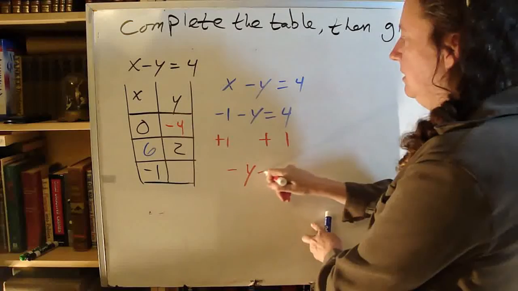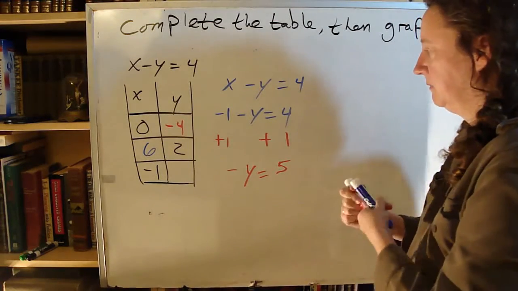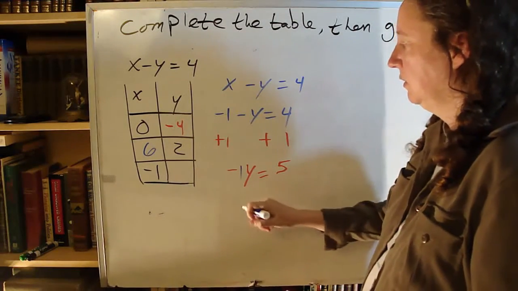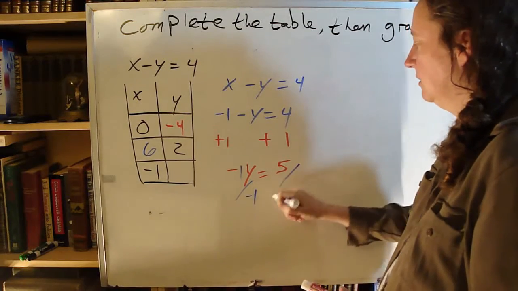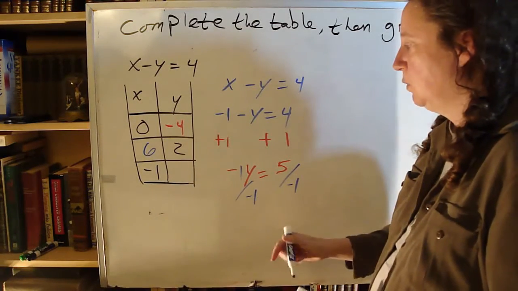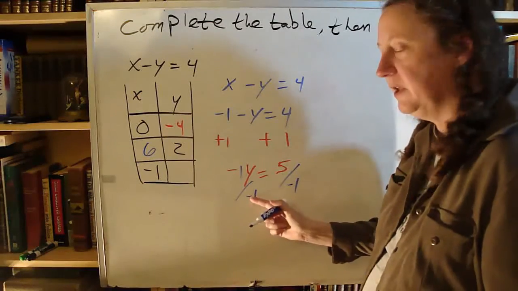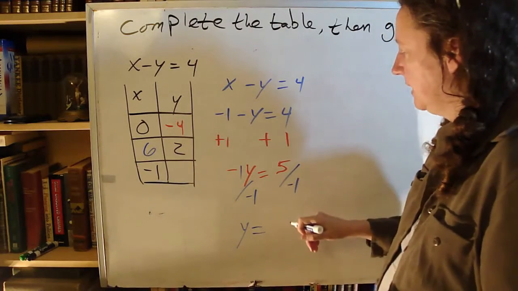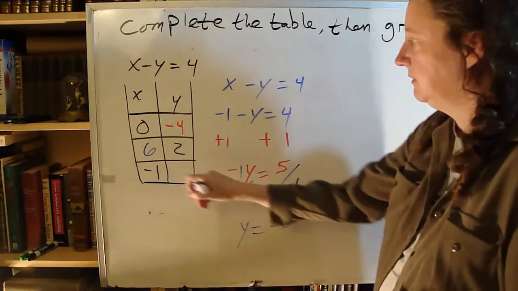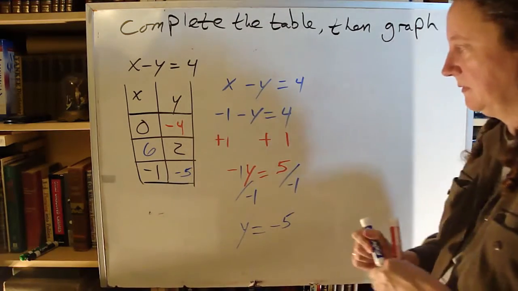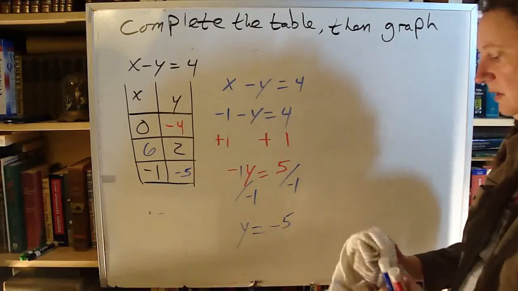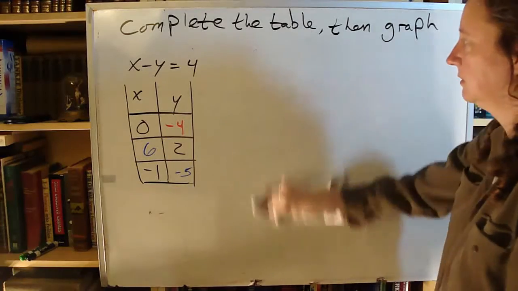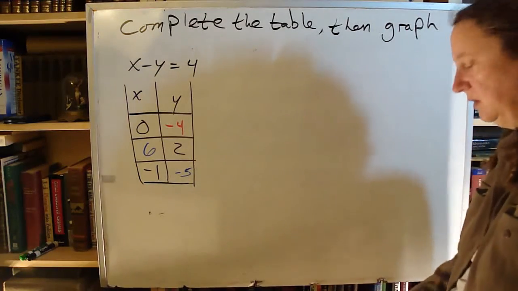Now I have negative y is 5. Y is not alone, it still has that negative sign in there. So I need to divide by negative 1. I multiplied the 1 in there. 1 doesn't change anything, but the negative sign does. So now I have the y alone equals 5 divided by negative 1, negative 5. So now I have my 3 answers, which means I have my 3 ordered pairs. So now I can graph it.